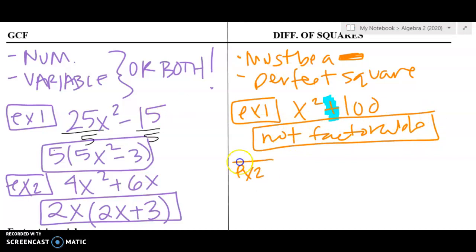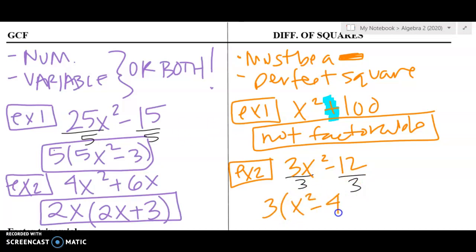Example 2. Let's just throw another one up here. 3x squared minus 12. I'm looking at this, it's a binomial, it has a minus sign, but 3 is not a perfect square and 12 is not a perfect square. So I'm going to go ahead and do a GCF. So I'm going to take out a 3. When I do that, that's going to leave me with x squared minus 4.